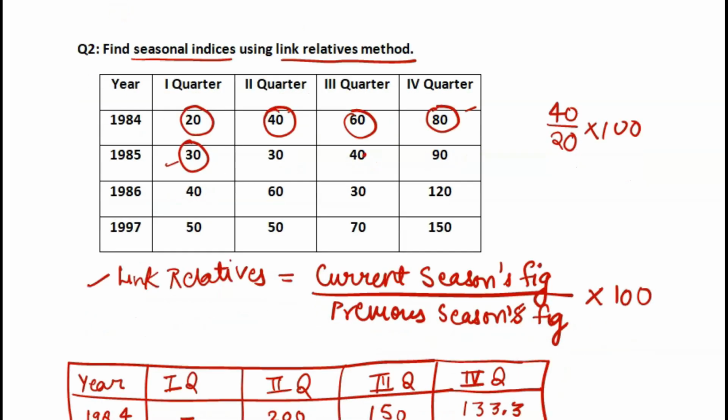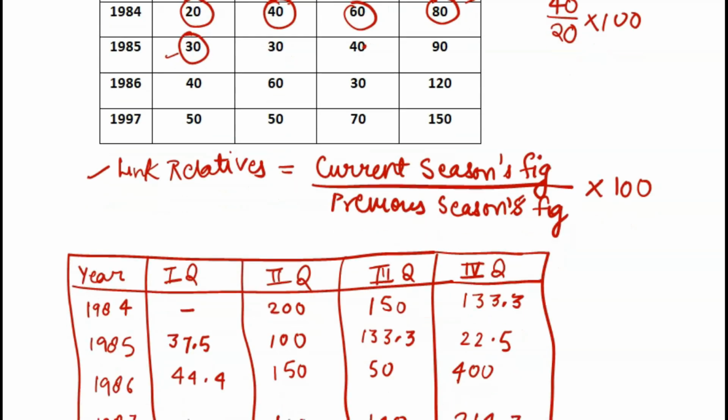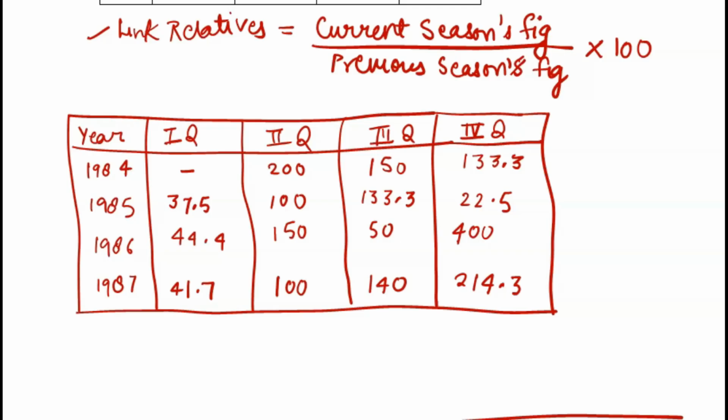So here I have calculated it like this. First value, first quarter will be dash because here we don't have a previous value. The formula is current season figure by previous season figure into 100. Here we have the current value but do not have the previous value. So the first one will be blank, the rest all we can find out with this method. So that will be easy.